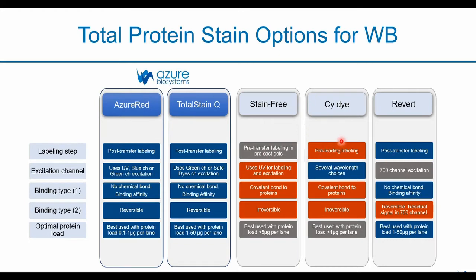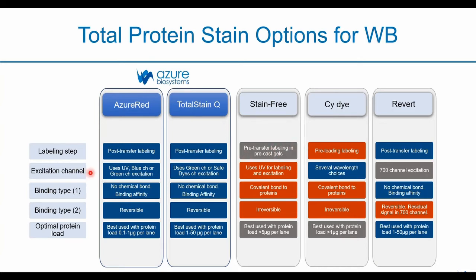Okay, so the red color indicates that they might have high risk of errors here. So like I said, if we do pre-loading labeling, the loading error, transfer efficiency, and different types of factors are not counted into this control. So I wouldn't really recommend this, but it also has different kinds of perks as well. It depends on your application. Right, so we have post-transfer labeling, pre-transfer labeling, which is in the gel, and so on and so forth.